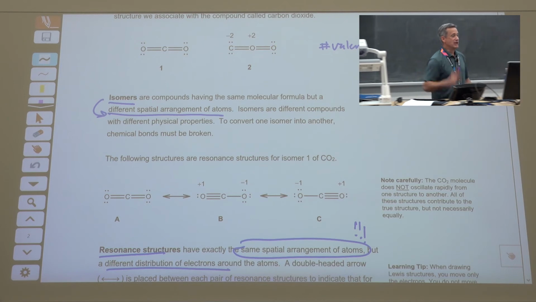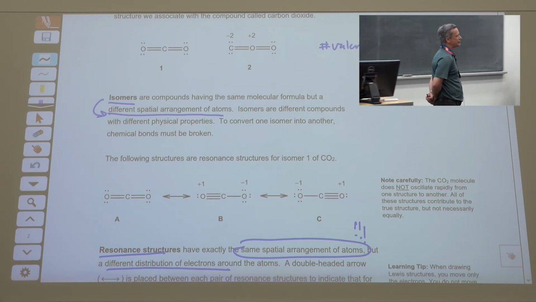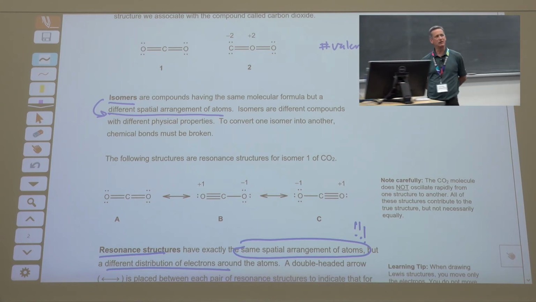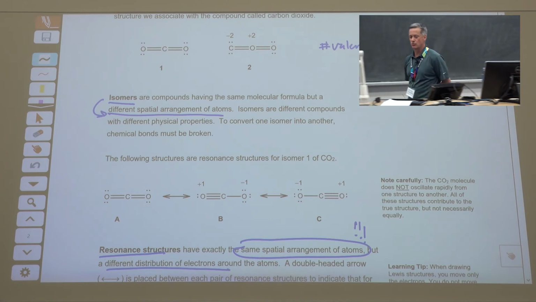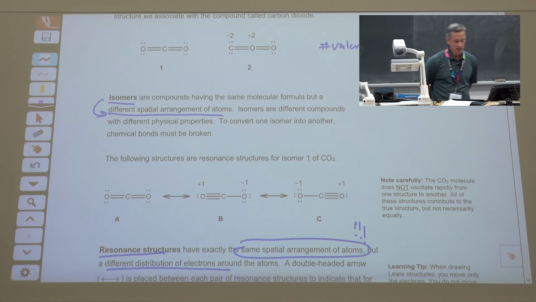Okay, but you will notice the difference between these two structures is a different spatial arrangement, a different connectivity of the atoms. So we would call these isomeric structures. Structures 1 and 2 here are isomeric.